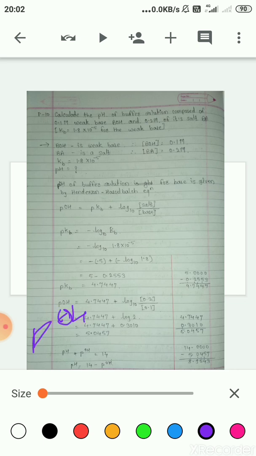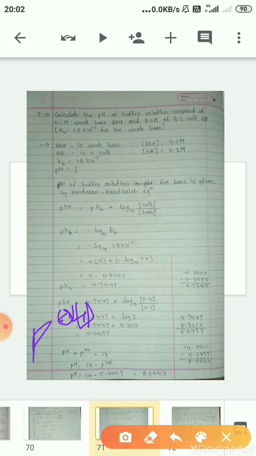And by using the value of pOH, we can calculate the value of pH by substituting the value of pOH in the equation pH plus pOH is equal to 14. So rearrange the equation for the pH. pH is equal to 14 minus pOH. Now by substituting the value of pOH, pH is equal to 14 minus 5.0457 is equal to 8.9543. Now this is the pH of basic buffer solution.